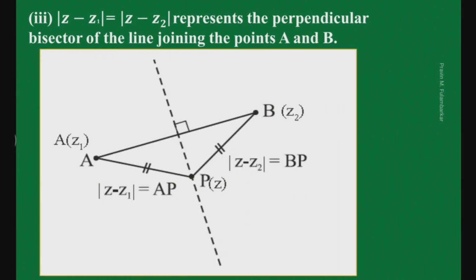So we see this with the help of a diagram. These points are A of z1, this point is B of z2, and this point P is the variable point. So we find the distance AP and the distance BP, which we represent by modulus of z minus z1, which is AP, and modulus of z minus z2, which is BP. So z minus z1 equals z minus z2 represents the perpendicular bisector of this line segment AB, or the line passing through this point.